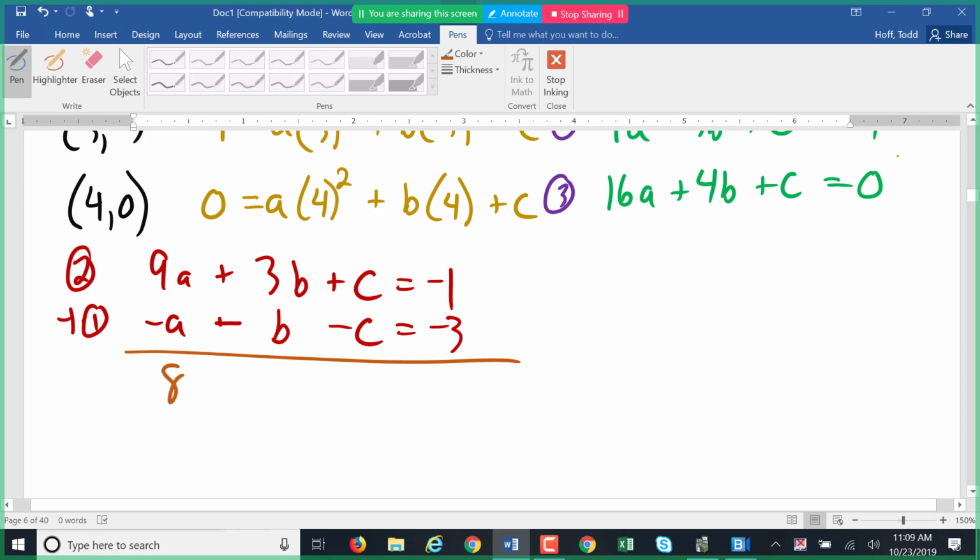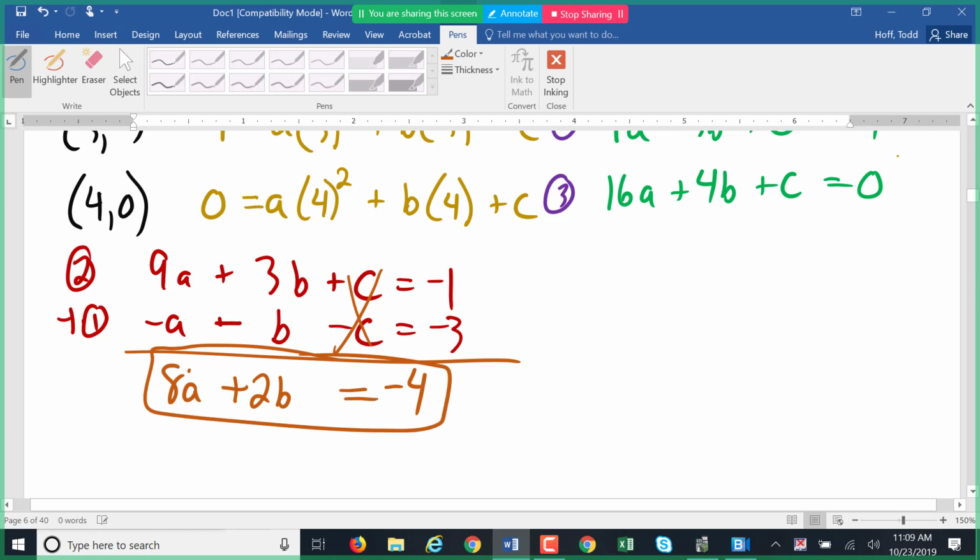9a minus a is 8a. 3b minus b is positive 2b. c minus c is gone, equals negative 1 minus 3, which is negative 4. So there is one of my equations. I'm going to do the same with equation 3.